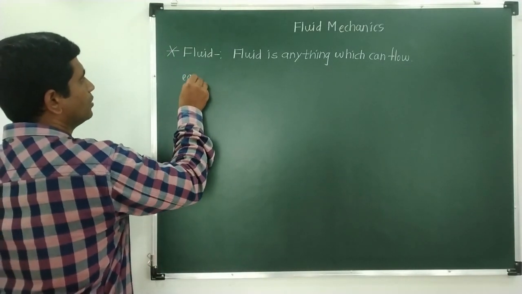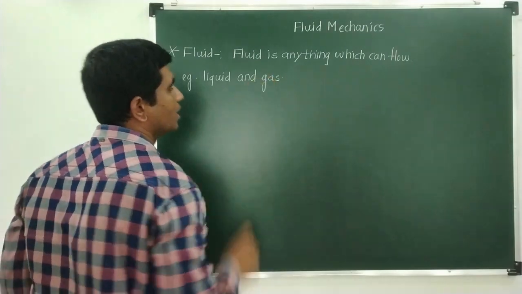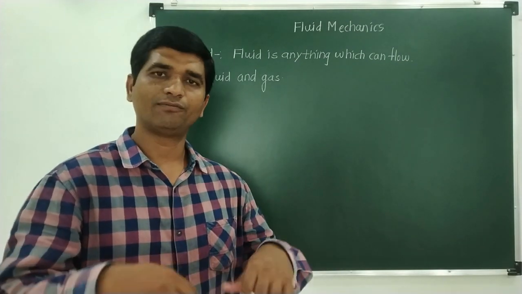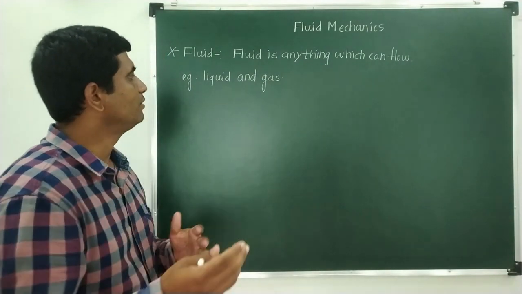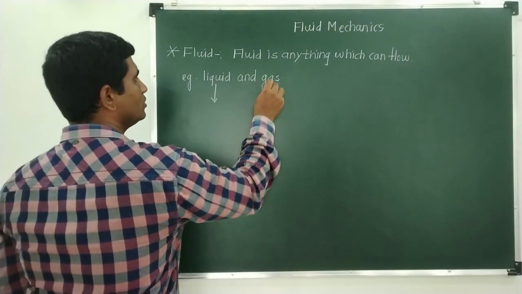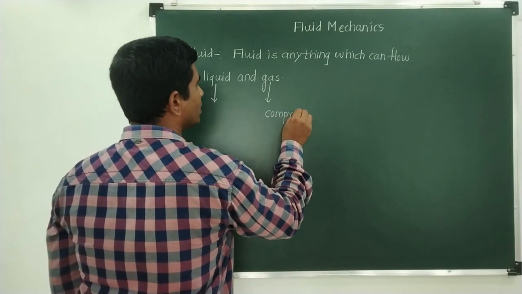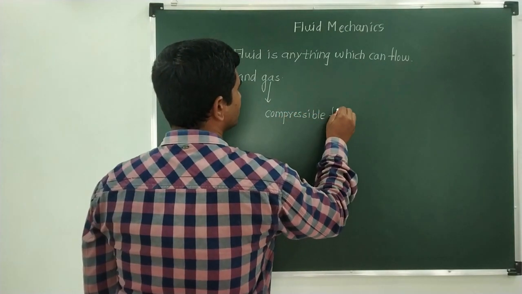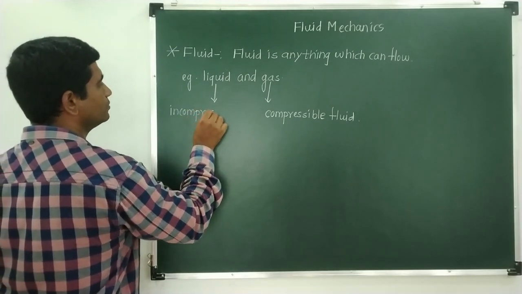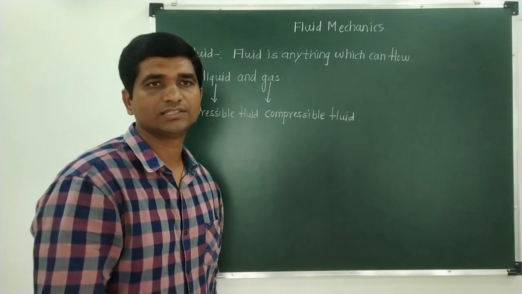These fluids, liquid and gas, do not have a specific shape. If you pour a liquid into some container, it will take the shape of that container only. But there is a difference between liquids and gases. Gas is a compressible fluid, and liquid is an incompressible fluid. We have to remember that liquid is an incompressible fluid and gas is a compressible fluid.